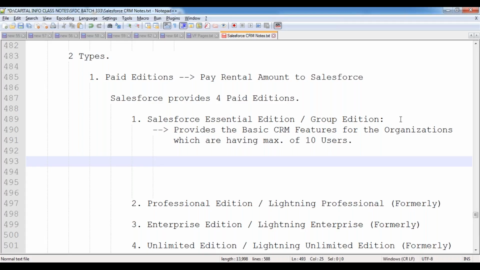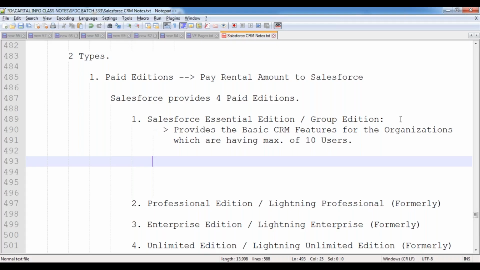You won't get any additional features: no customizations, no platform, no Apex programming, no Visualforce programming, no integration, nothing. Simply configuration, only ready-made features, that's it. You can't develop your own features. There is no such facility. Whatever basic features they have given to you, you just have to use those basic features.